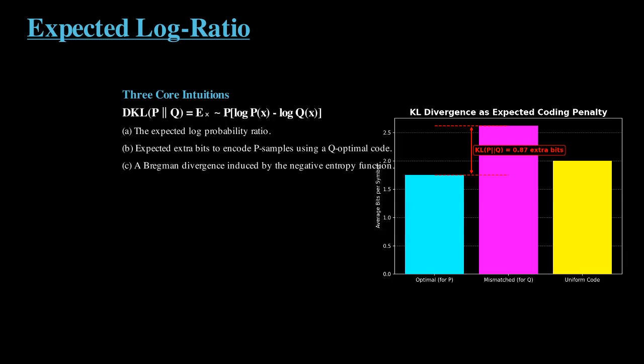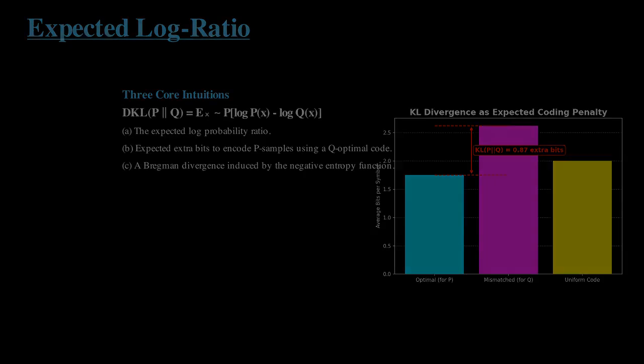Second, from information theory, it represents a coding penalty. Imagine you have symbols drawn from distribution P. The optimal code, like a Shannon code, would use log 1 over P(x) bits for symbol x. If you mistakenly use a code optimized for Q, you'll use log 1 over Q(x) bits. The KL divergence is the average number of extra bits you'll need per symbol. Third, from a geometric perspective, it is the Bregman divergence generated by the negative entropy functional.